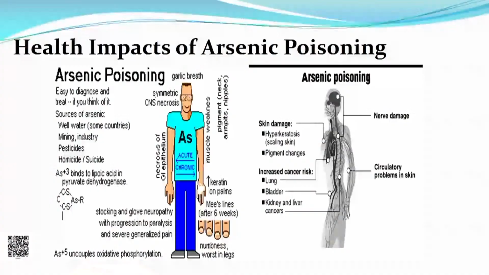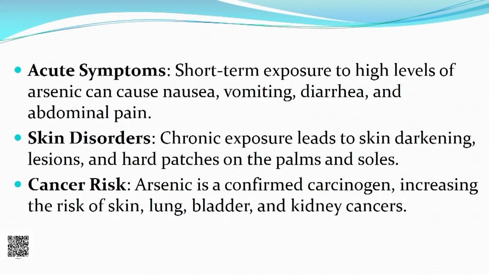This is the figure. There are some acute symptoms, like short-term exposure to high levels of arsenic can cause nausea, vomiting, diarrhea, and abdominal pain. Skin disorders can also be due to arsenic. Chronic exposure leads to skin darkening, lesions, and hard patches on the palm and sole. Arsenic is a confirmed carcinogen, increasing the risk of skin, lung, bladder, and kidney cancers.